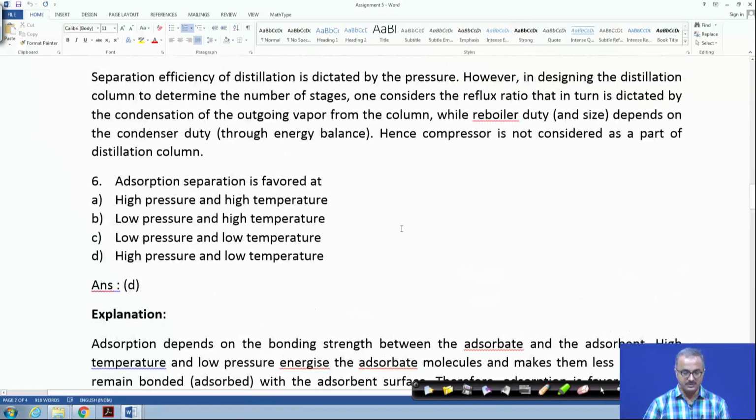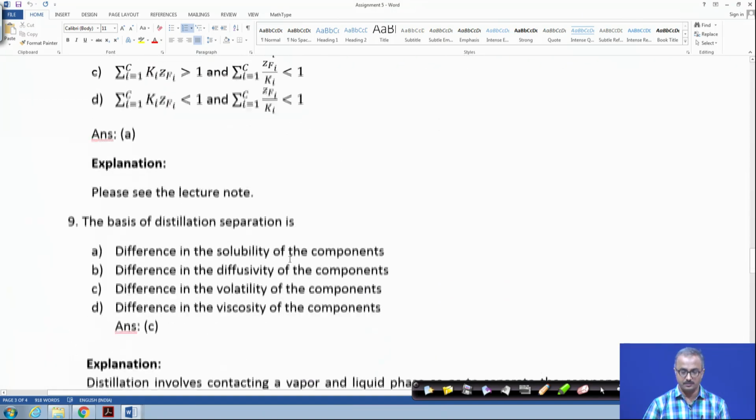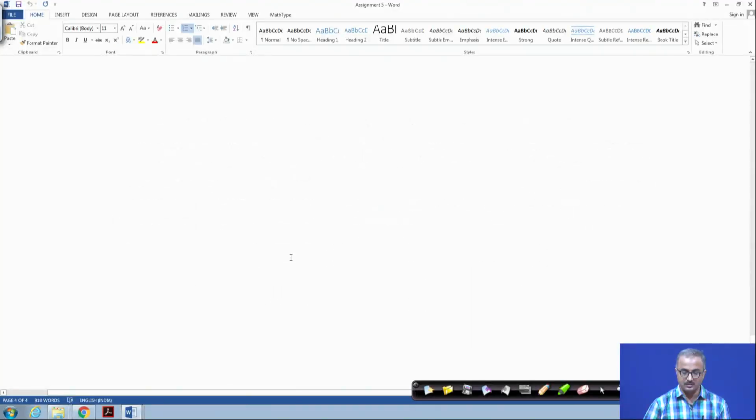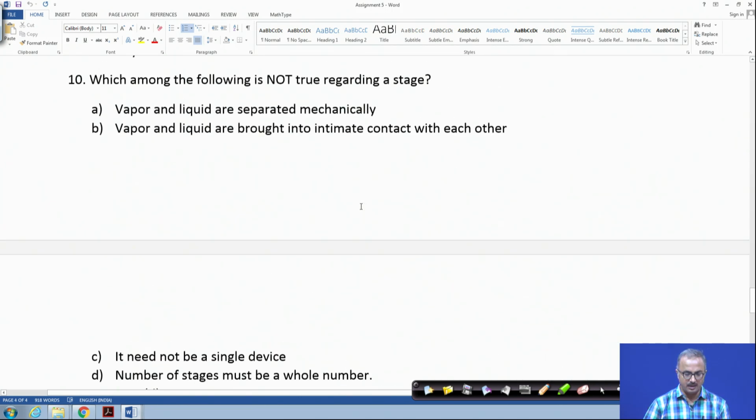Now I am skipping some in-between questions for which the answers can be found directly from your lectures. I go straight to some problems where I can say something about stages, because sometimes this particular thing is confused. What is a stage?